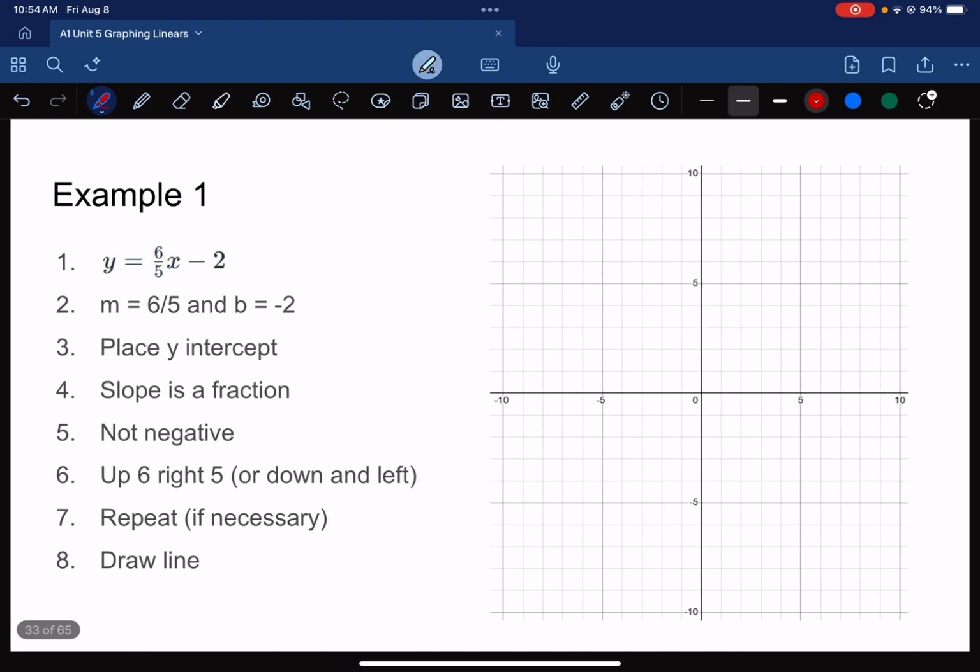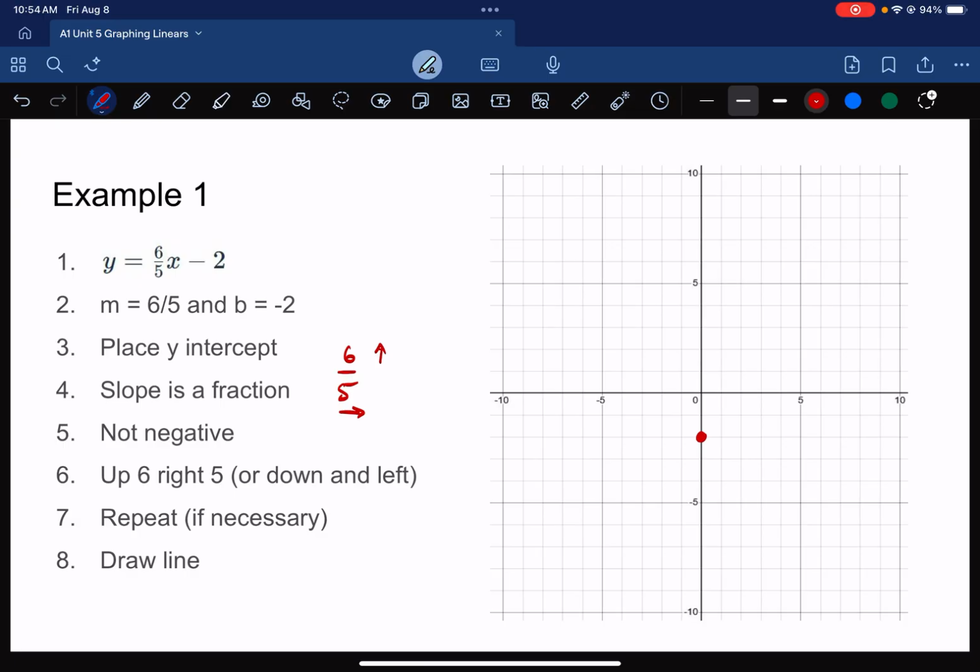So here's an example. y = 6/5 x - 2. Well, that is slope-intercept form. The slope is the 6/5. The y-intercept is the -2. So I'm going to place a dot at -2 on the y-axis. Well, then the slope of 6/5 is already a fraction, okay? And it's not negative, so the direction's up and right.